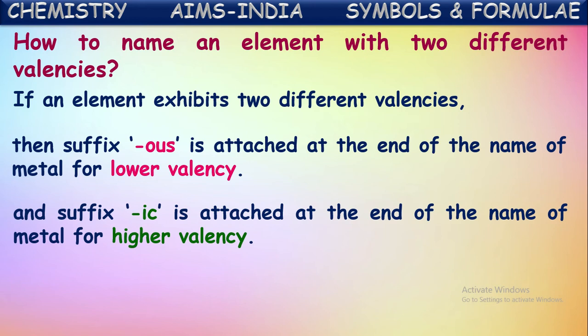So if an element is exhibiting two different valencies, then the ion with lower valency is named by attaching OUS at the end of its name, and the ion with the higher valency is named by attaching IC at the end of its name. Okay, in this way they are named.